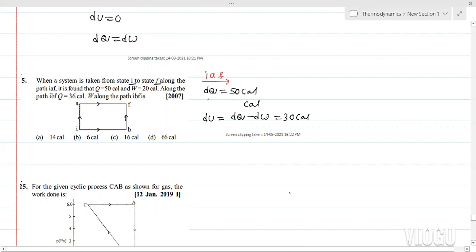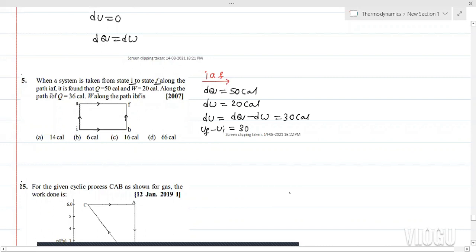You need to be very careful and attentive while you are writing dU. It is clearly given that it is moving from I to F. So it means the final state is UF and the initial state is UI. Therefore UF minus UI equals 30 calories. From here also we come to a conclusion: started from I and ended at F, so we write UF minus UI.